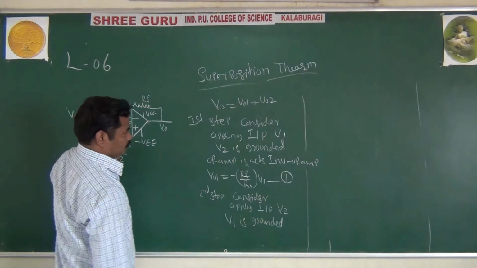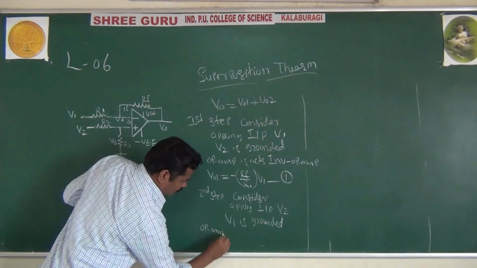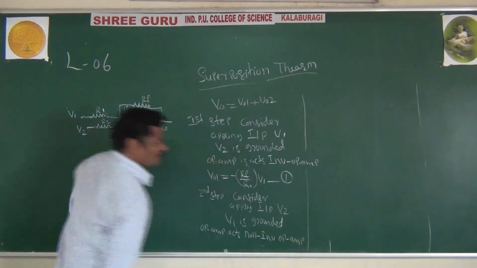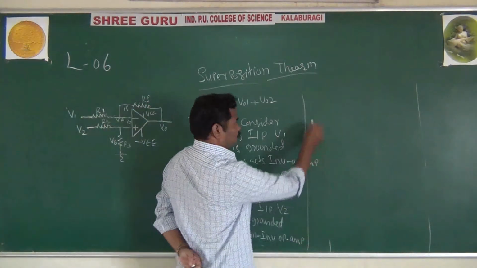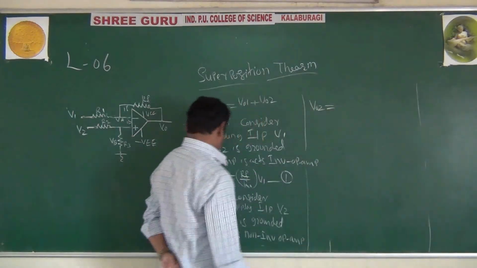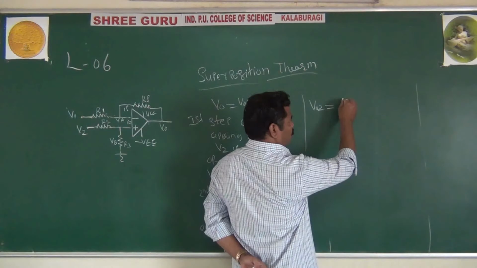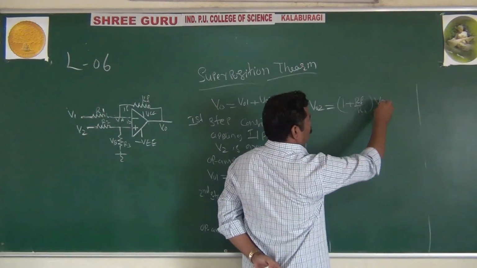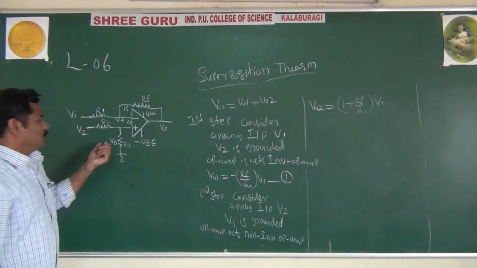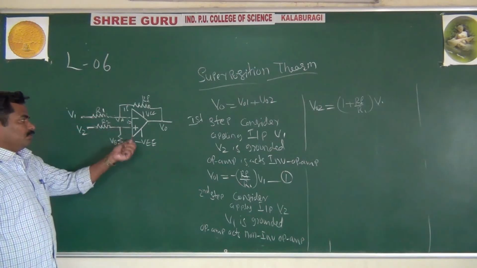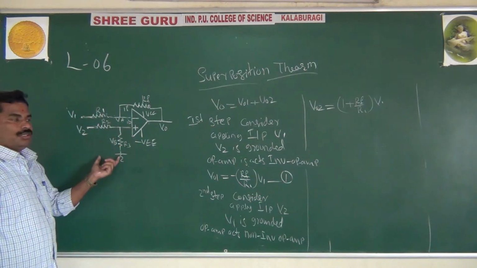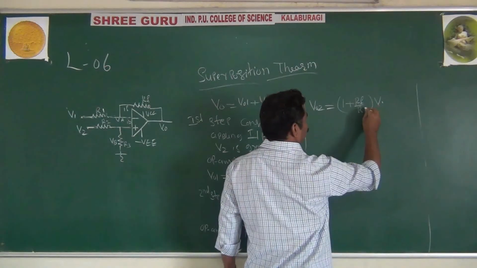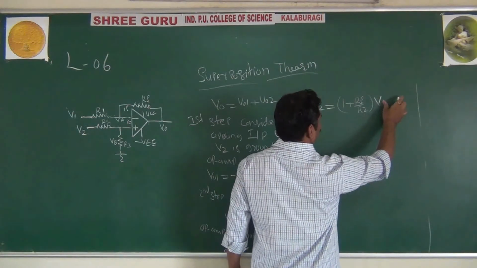Now your op-amp acts as a non-inverting op-amp. And as you know, the voltage gain for the non-inverting amplifier, V02, is nothing but 1 plus Rf by R1 into V1. This is known. But here you consider V2, because you are applying the input to V2 here, and now the op-amp is a non-inverting amplifier. What is the voltage gain for the non-inverting amplifier? That is nothing but 1 plus Rf by R2, and here I can write V2.